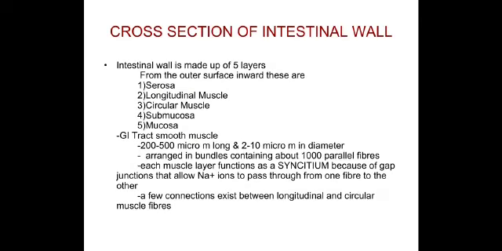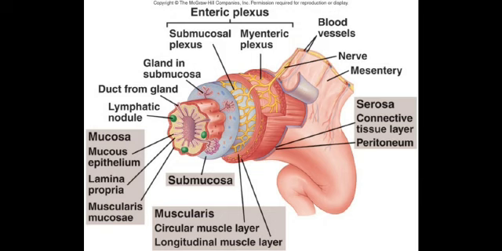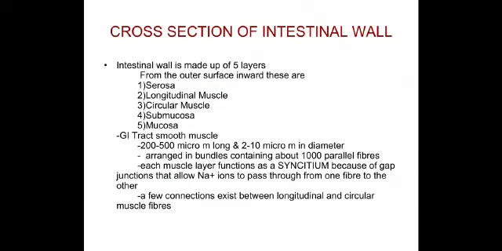The cross section of the intestinal wall is made up of the serosa, the outer layer, then the longitudinal muscle, from outer to inner, the circular muscle, the submucosa, and the mucosa. The gastrointestinal tract is a smooth muscle, with fibers 200 to 500 micrometers long and 2 to 10 micrometers in diameter, arranged in bundles containing around 1000 parallel fibers.